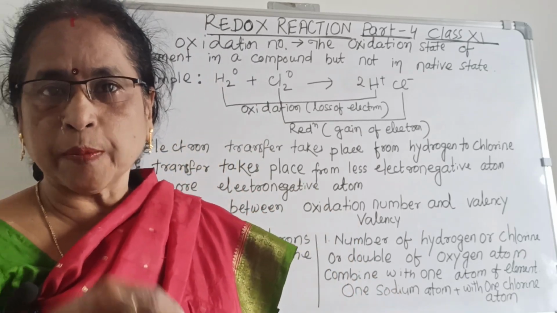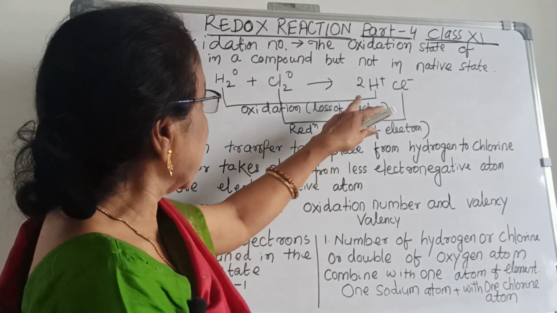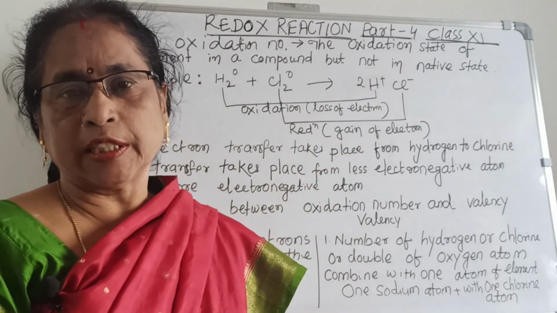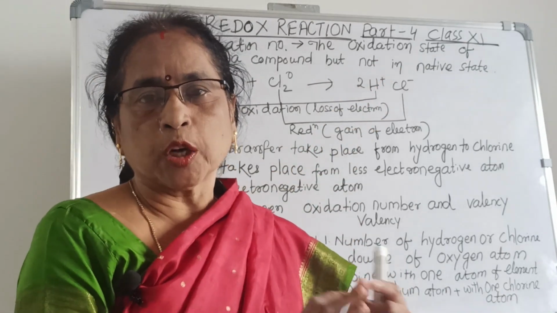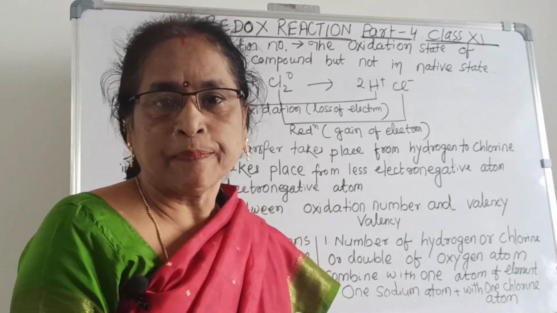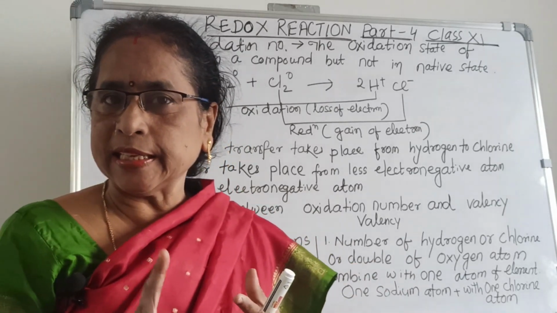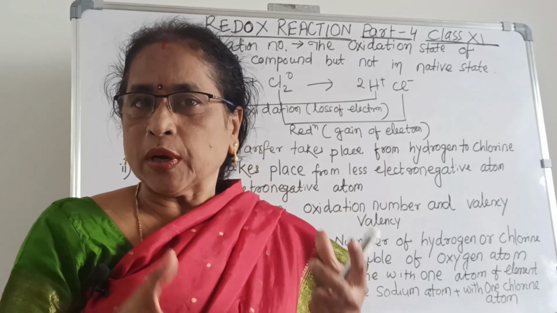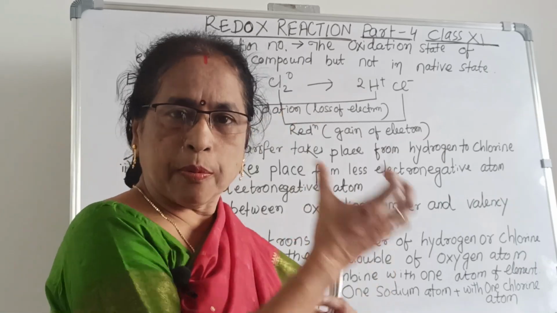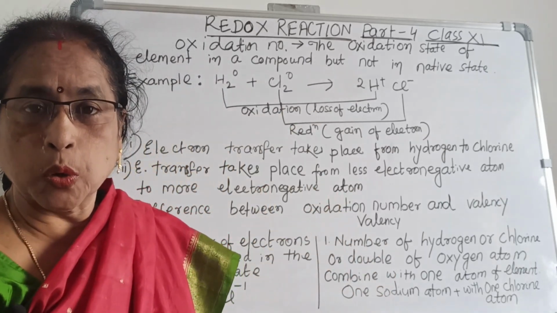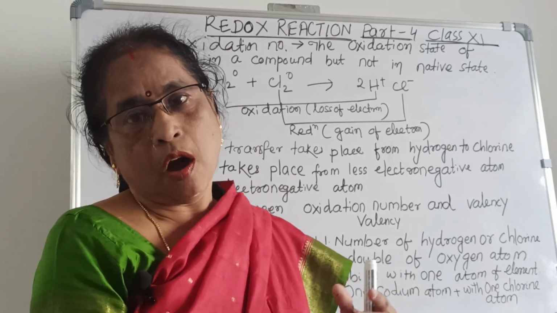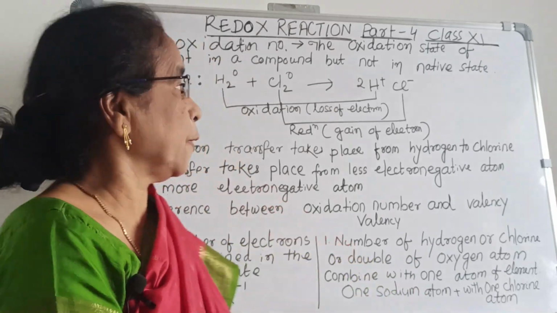When a compound is formed, we can see plus and minus charges, and that is called oxidation number. It is only a state. But valency is not a state, it simply shows the combining capacity of that element with chlorine, or hydrogen, or double of oxygen atom.